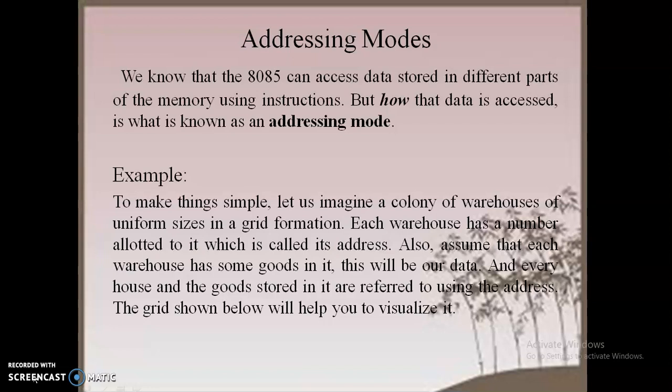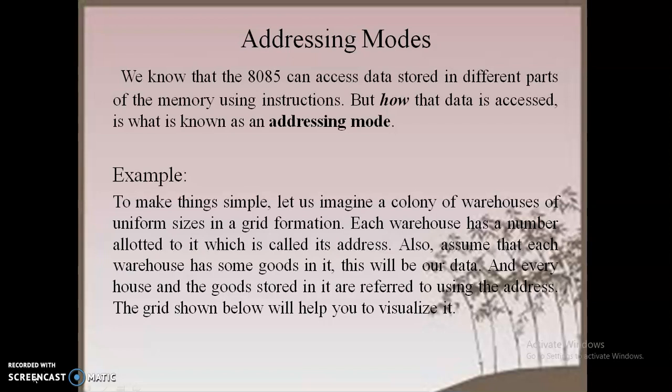If someone wants to post a letter for you, how do your friends or your neighbors or any government letters reach your home? By means of the address. So the address is very important. Here, how the data is accessed from memory locations is called the addressing modes.